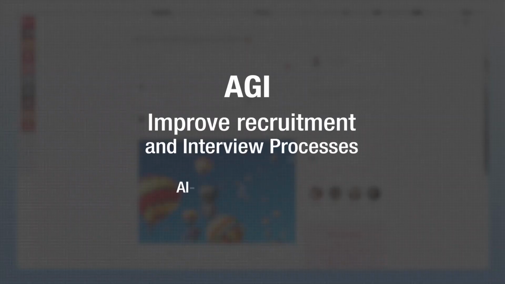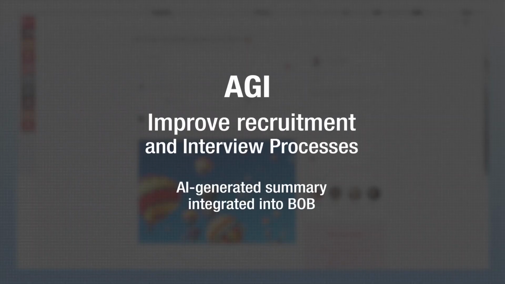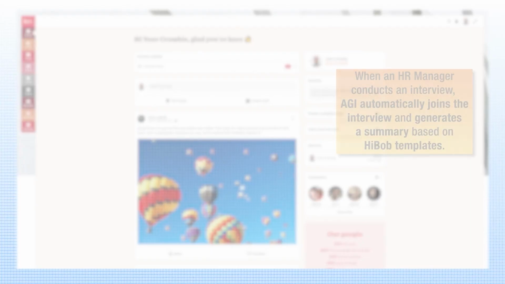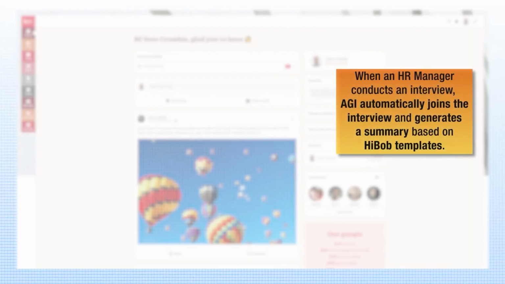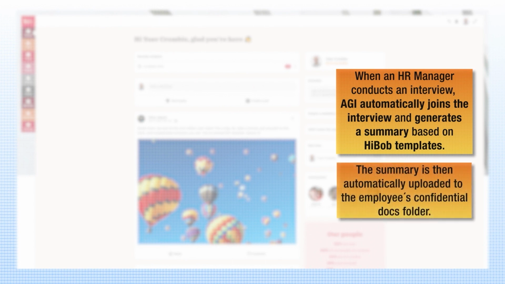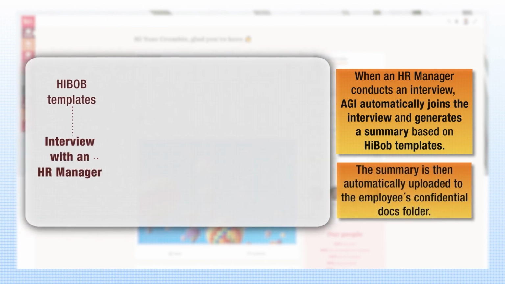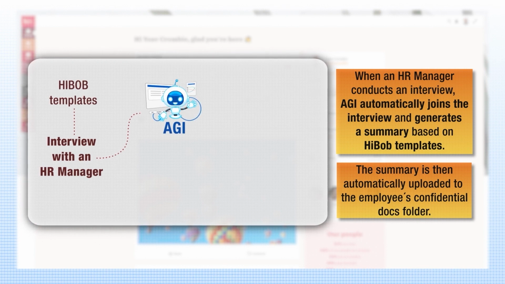AGI, improve recruitment and interview processes. AI-generated summary integrated into Bob. When an HR manager conducts an interview, AGI automatically joins the interview and generates a summary based on HiBob templates. The summary is then automatically uploaded to the employee's confidential docs folder.